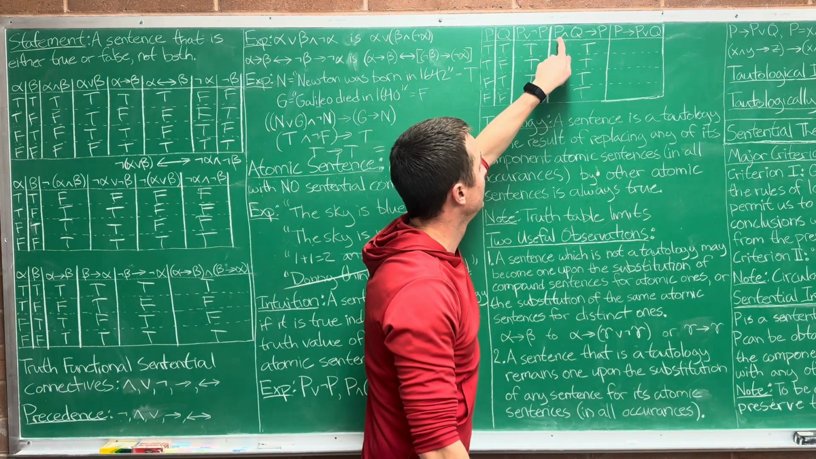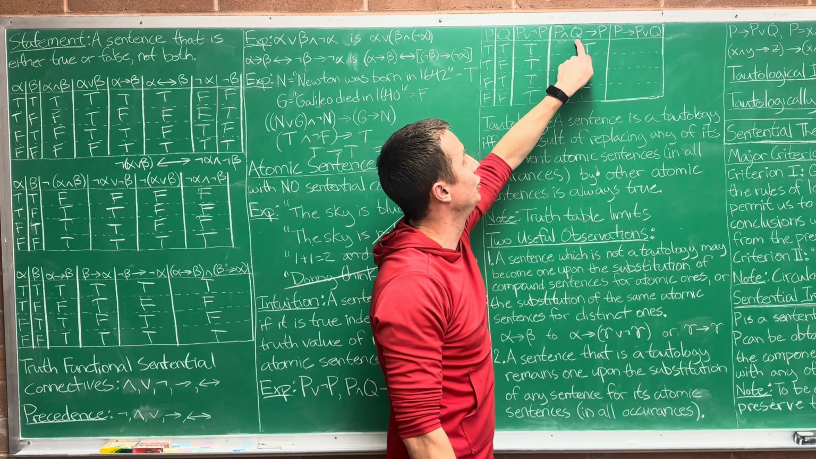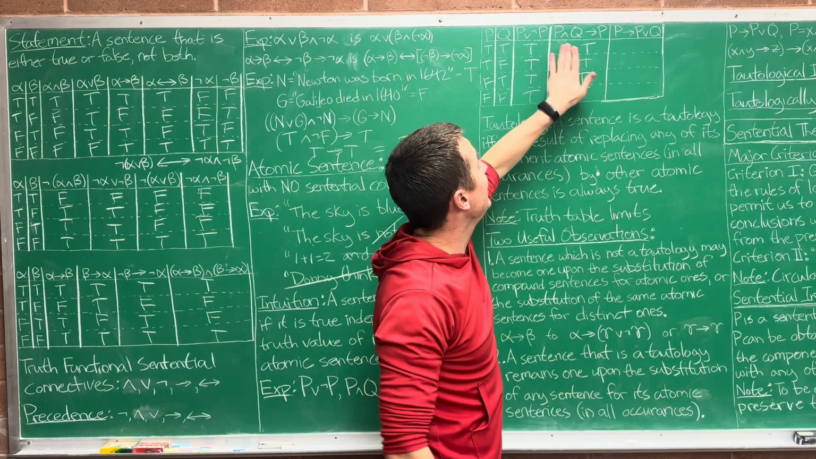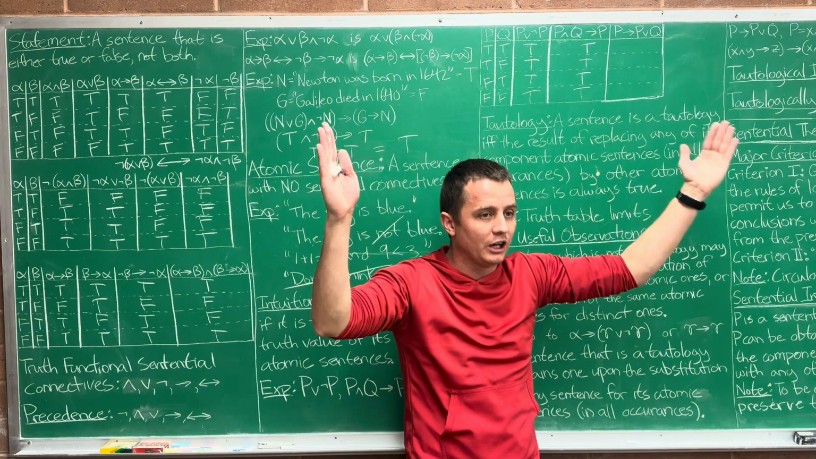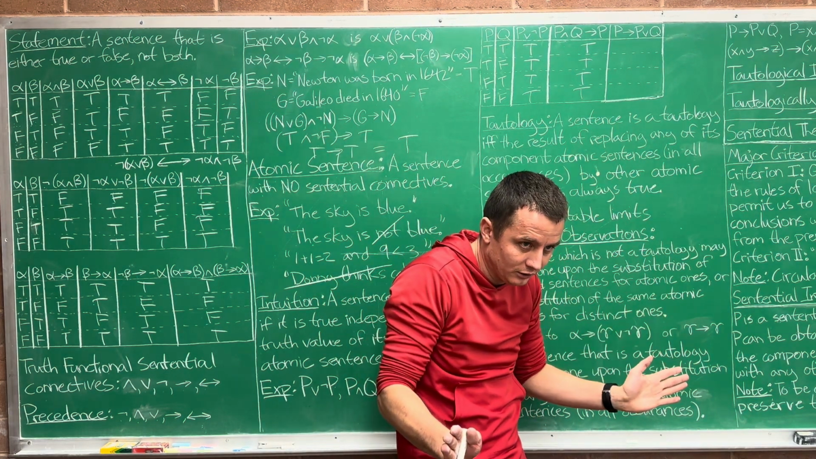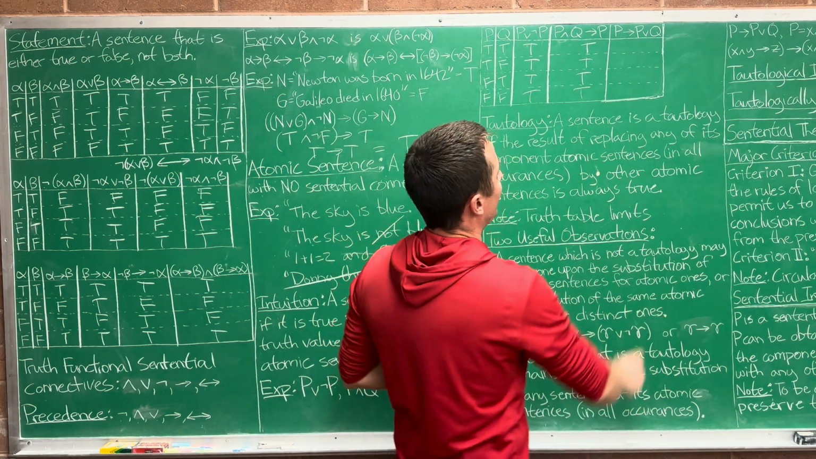If I tell you the sky is green and 2 plus 2 equals 7, I tell you, if the sky is green and 2 plus 2 equals 4, then the sky is green. My overall statement was true. It was a tautology. Let's try the last one.